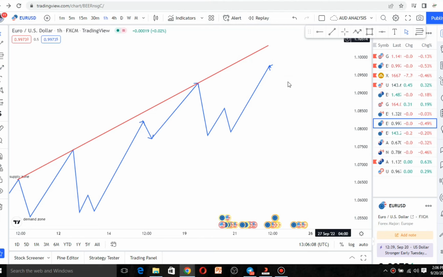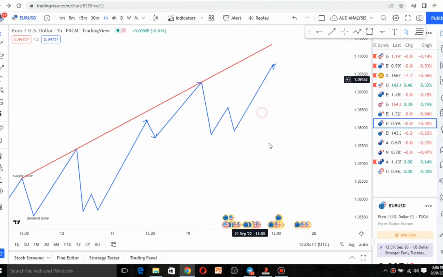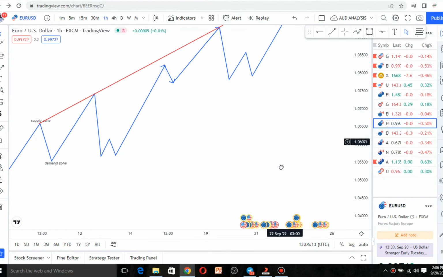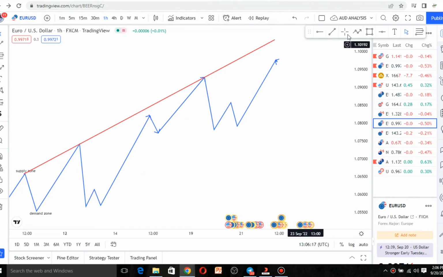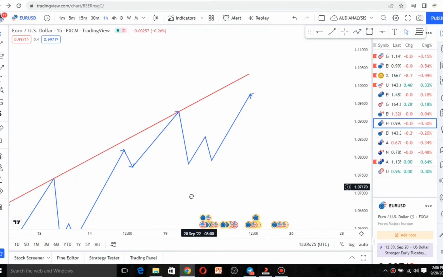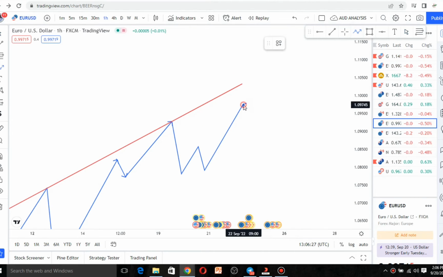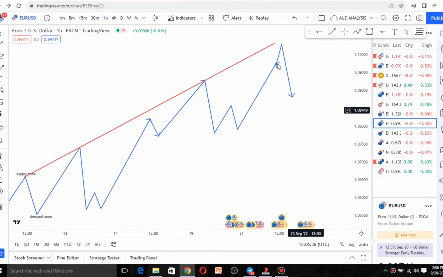The market should definitely get to this line, then after getting here it should reverse. That's what we're expecting the market to do.